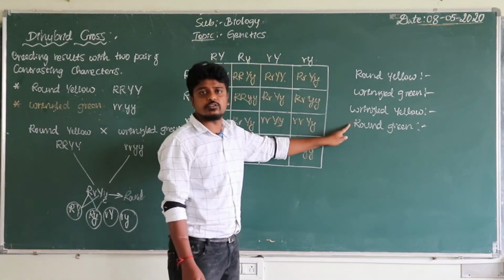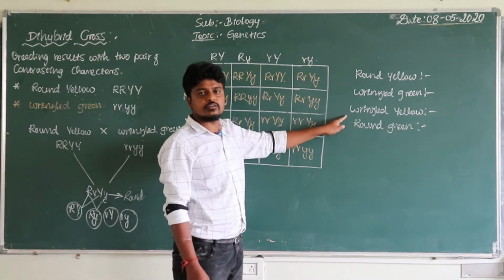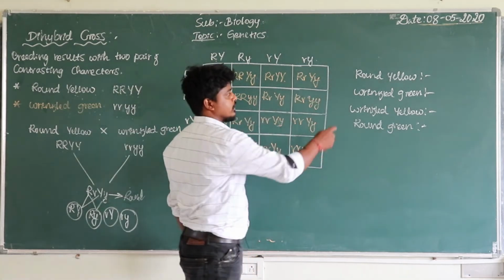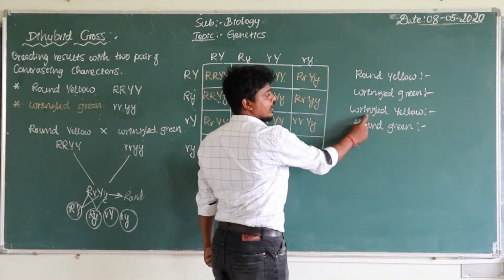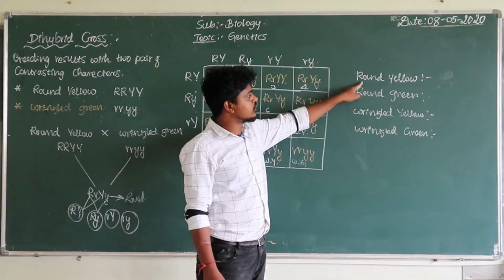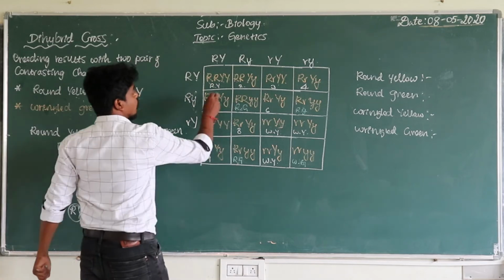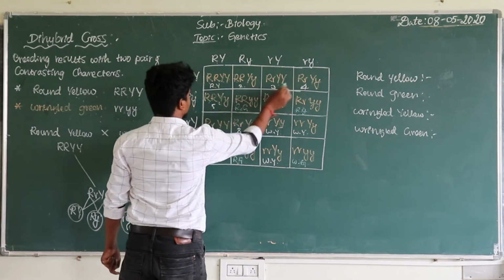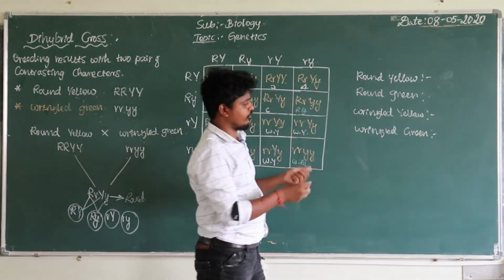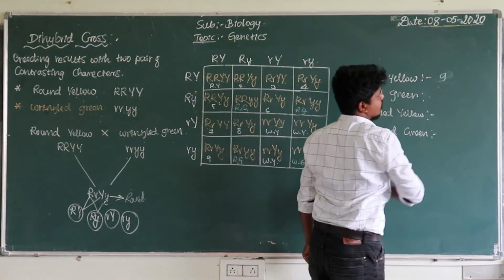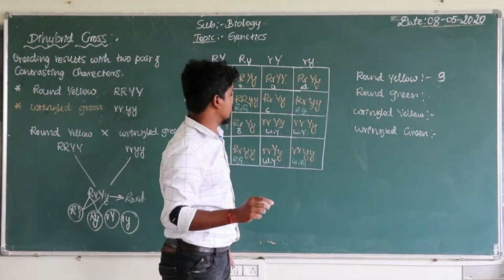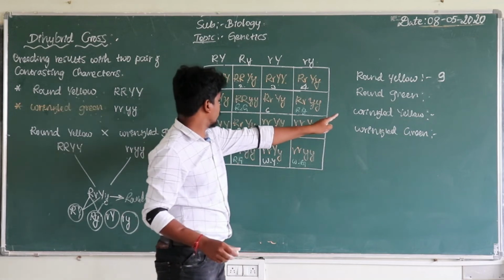Again, you have to write the characteristics of an F2 generation. So there will be 4 different types: round yellow, wrinkled green, wrinkled yellow, round green. Have you understood now? Count the number of round yellow here: 1, 2, 3, 4, 5, 6, 7, 8 and 9. The round yellow is 9, the 9 characteristics of the round yellow, and next one round green.